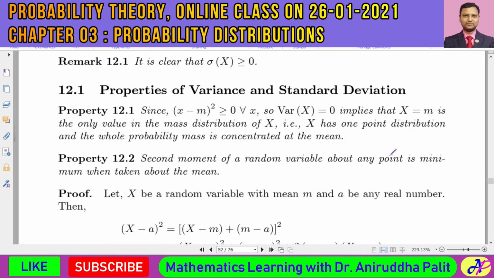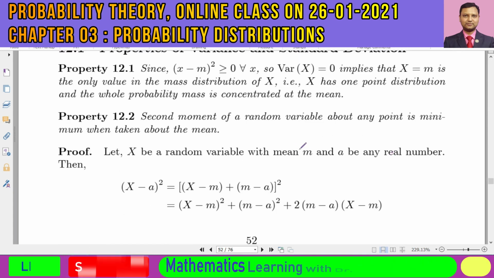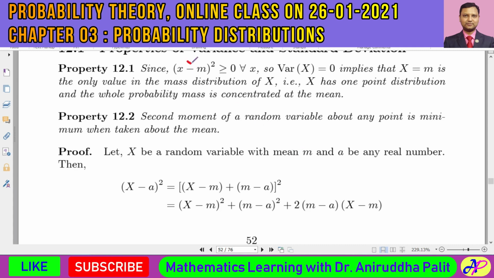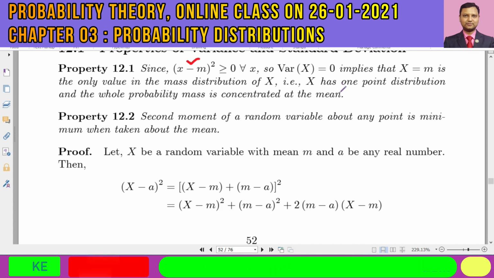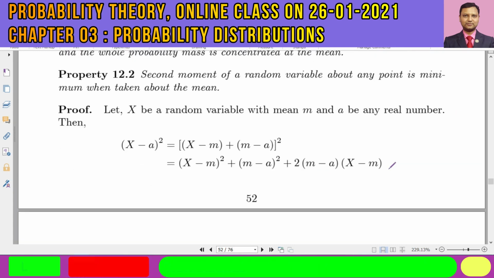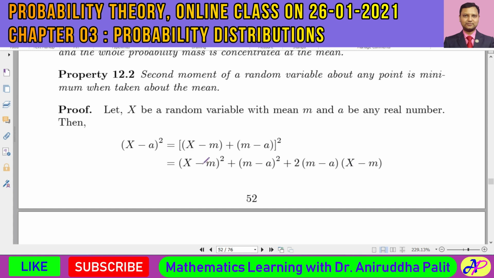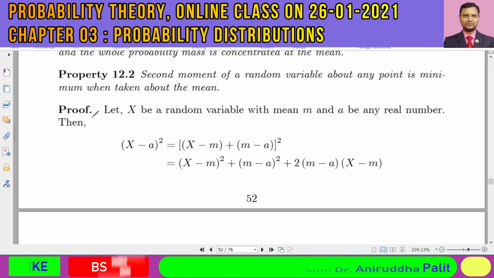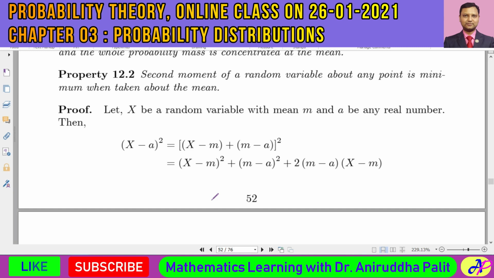And one can prove this result: since x minus m whole square is greater than or equal to 0, if the variance is equal to 0, then we can prove that x has only one value, x is equal to m. Okay, and I am leaving this result as homework for you. I have demonstrated everything over here.